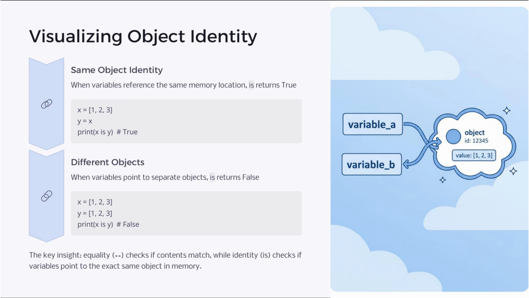In Python, object identity is crucial. Consider x = [1, 2, 3] and y = x. Here, x is y returns true, indicating both reference the same memory location.